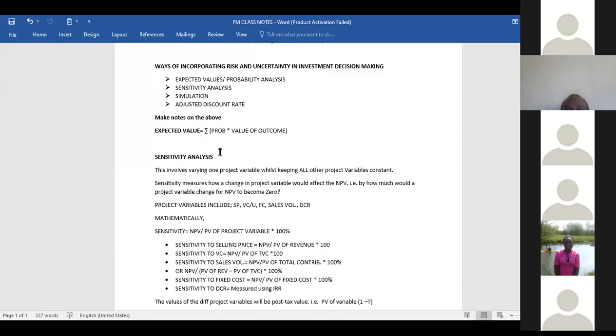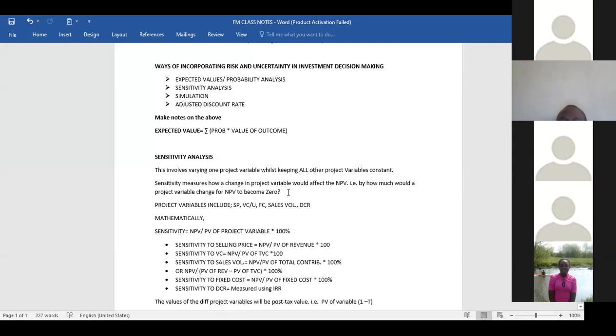Initially, the most important thing to remember about expected value, which ended up leading to the question that we did, was that expected value is the summation of probability times the value of the outcome. And then we looked at sensitivity analysis, explaining that sensitivity is a measure of how a change in one project variable, while keeping other project variables constant, affects the net present value of a project. We said sensitivity measures how the change in one project variable would affect the NPV.